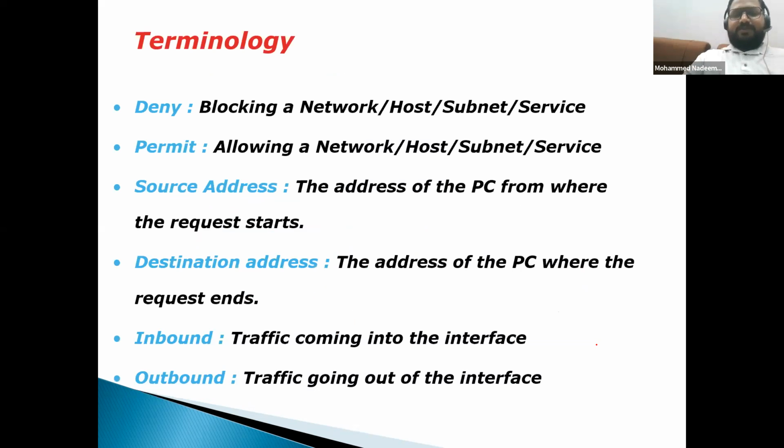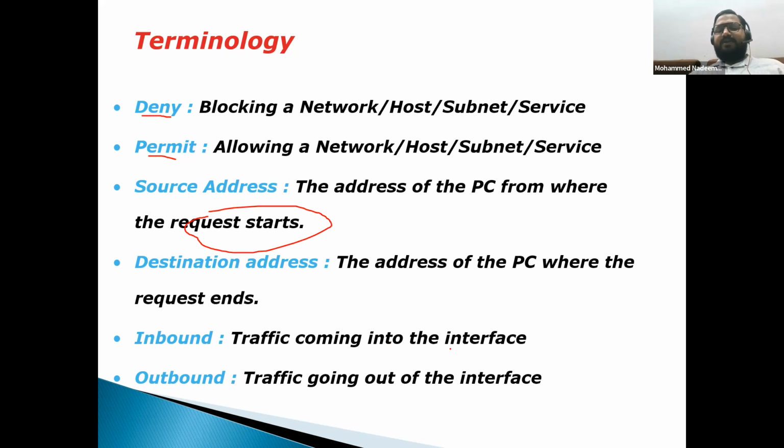Let's see that. Okay, so before jumping into that, let's understand the terminology. Deny means blocking a network, host, subnet or service. It is completely deny. It will block. Permit means allowing any network, any host, subnet and service. Source address, the address of the PC from where the request starts. Source, as I said, source is A, he is trying to start. Destination address, the B network, that is the destination, right?